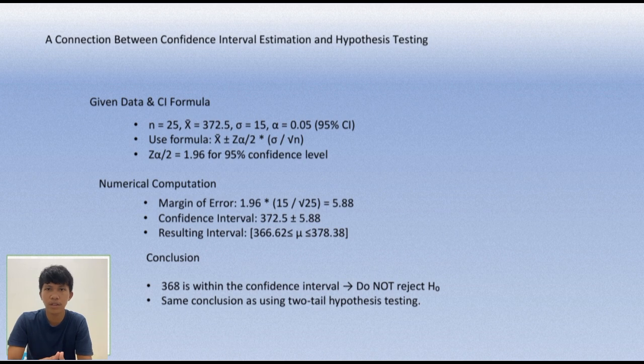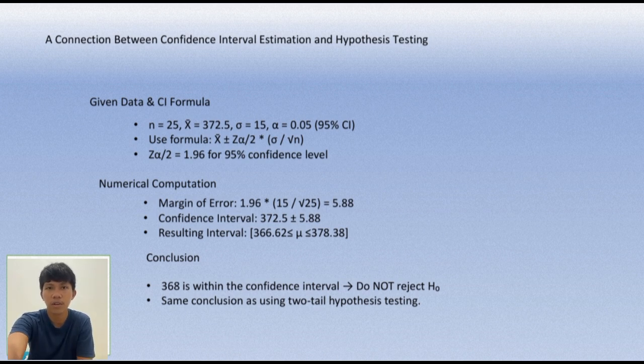We use the Z distribution because the population standard deviation is known. The critical value Z stat for a 95% confidence level is 1.96. So next slide is numerical computation. Margin of error is equal to 1.96 times 15 divided by the square root of 25, which is equal to 5.88.